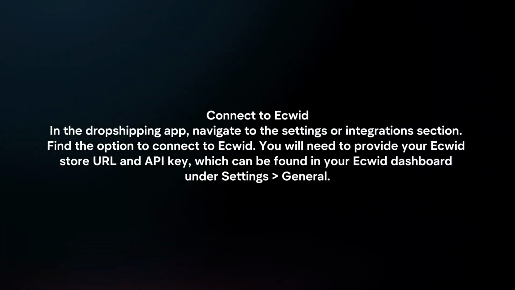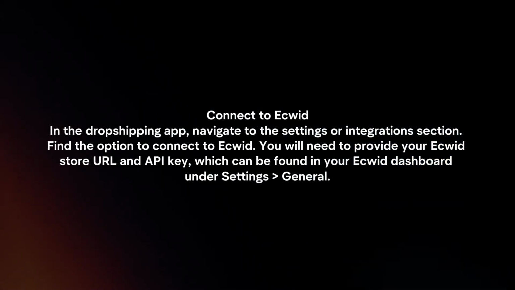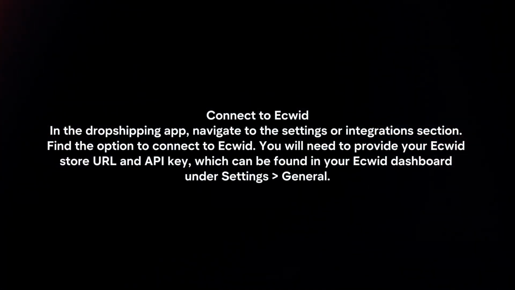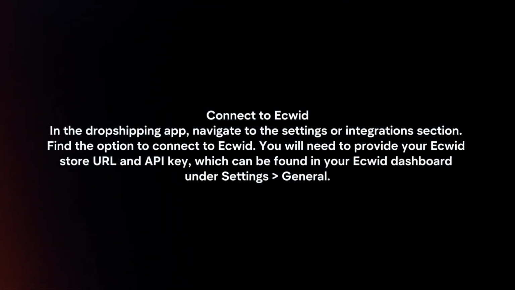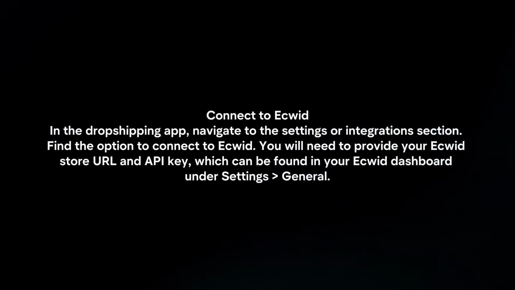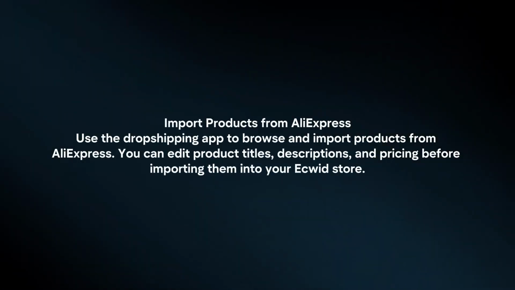Connect to Ecwid. In the dropshipping app, navigate to the Settings or Integration section. Find the option to connect to Ecwid. You will need to provide your Ecwid store URL and API key, which can be found in your Ecwid dashboard under Settings General.